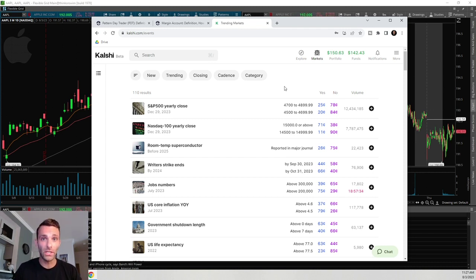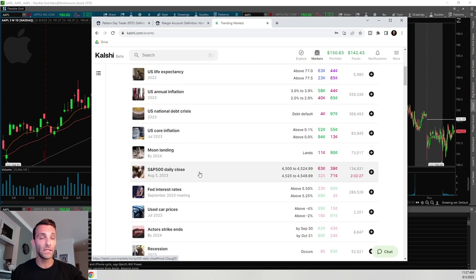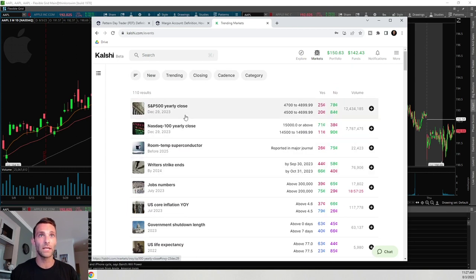And this is why Kalshi is great because you can fund an account for a very small amount of money. And if you see right here on the markets page, this is all the different things that you can choose to trade as far as the event contracts. And you can see to the right, these are the price of the contracts. So just going to the NASDAQ 100 yearly close, looking at 15,000 or above, the yes is 71 cents and the no is 38 cents. And then if you look at the zone below that, 14,500 to just below 15,000, the yes is 11 cents and the no is 90 cents. So it's very cheap and inexpensive to trade these event contracts.